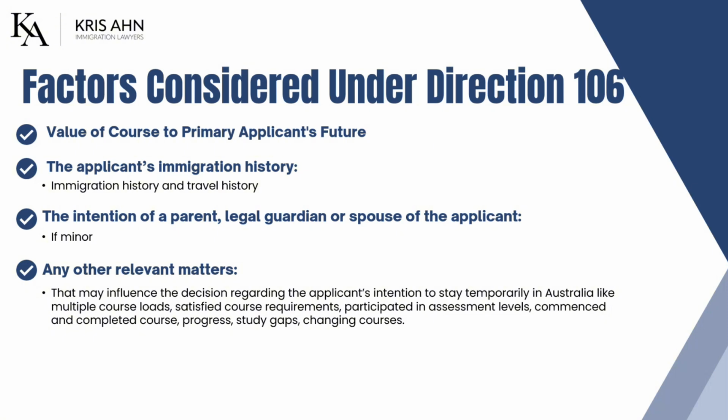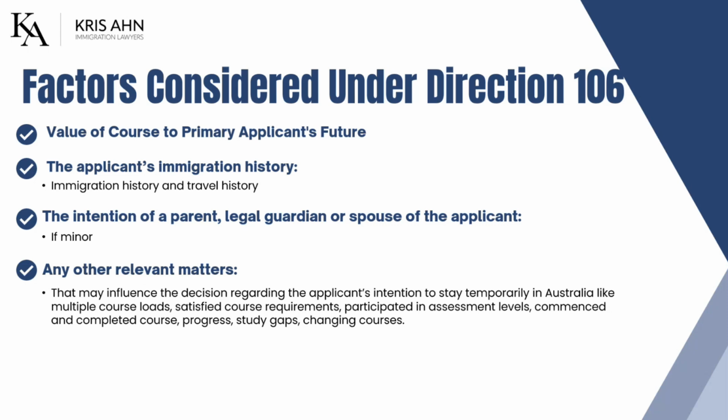The intention of a parent, legal guardian or spouse of the applicant. If the applicant is a minor coming to study in Australia, they will be looking at what the primary purpose is, what the primary goal is of the parents or siblings or spouse of the applicant if they are studying in Australia. So that will be looked into. What is their main purpose?